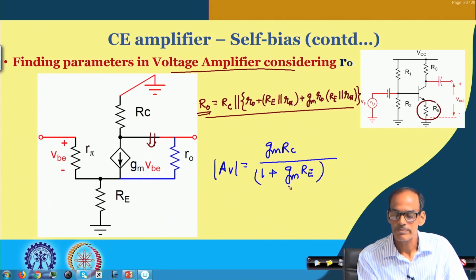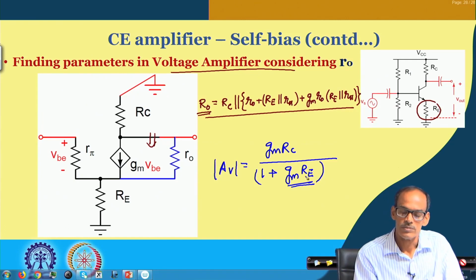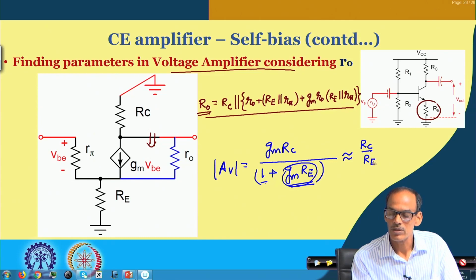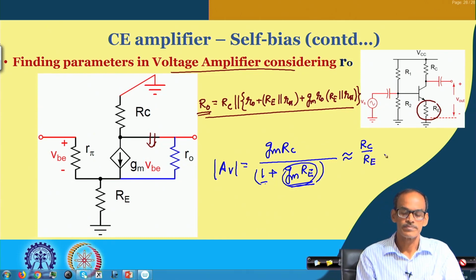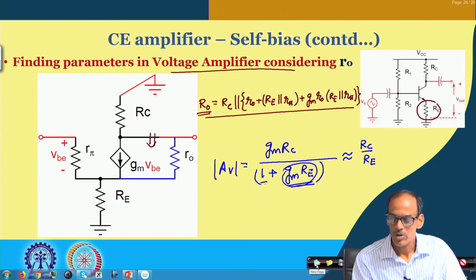So, obviously, this is not acceptable, particularly if RE is significant and multiplying these two will be quite large, and this may give us a value which is close to RC by RE, which may sometimes be less than 10 numerically. So, that is not acceptable. Unless we address this issue, we definitely cannot use this circuit. So, let us see how this problem can be addressed.